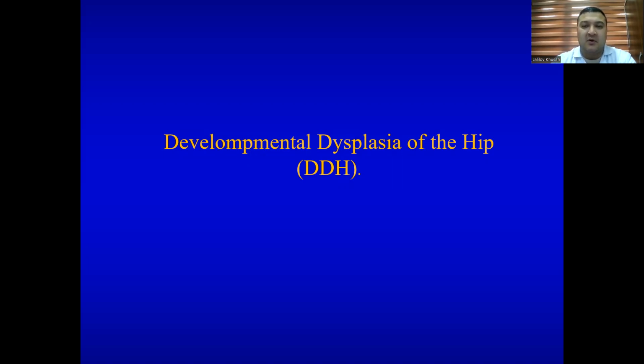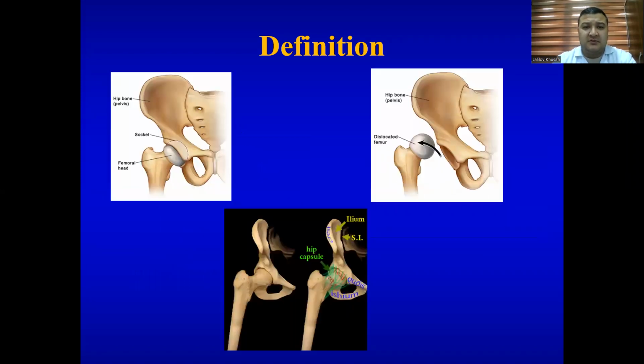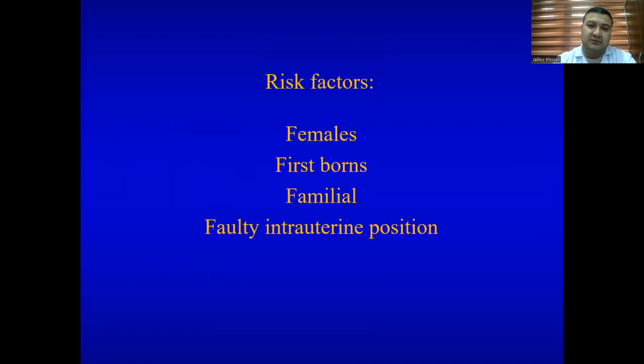Developmental dysplasia of the hip, today's topic. Definition: developmental dysplasia of the hip is defined as partial or complete displacement of the femoral head from the acetabular cavity since birth. Look at these pictures. Risk factors: females, firstborns, familial, faulty intrauterine position.